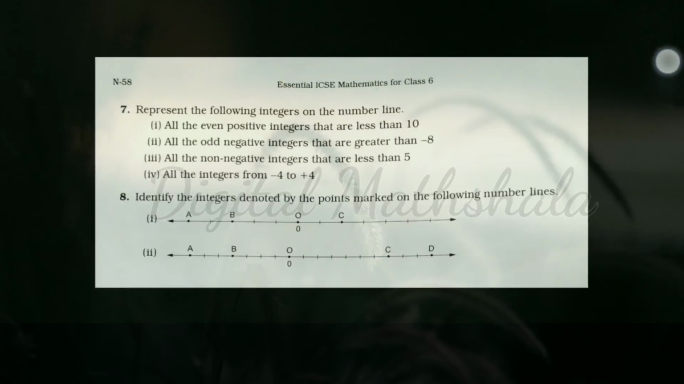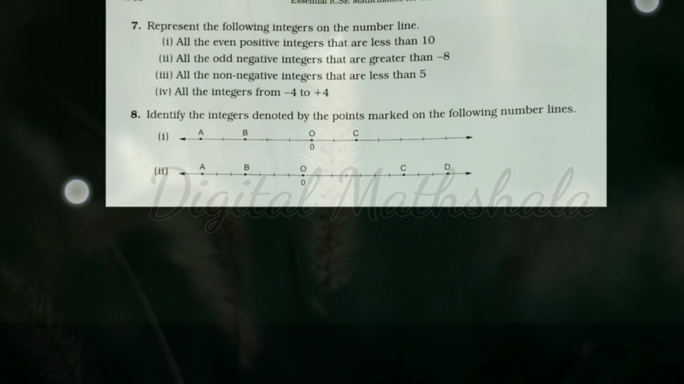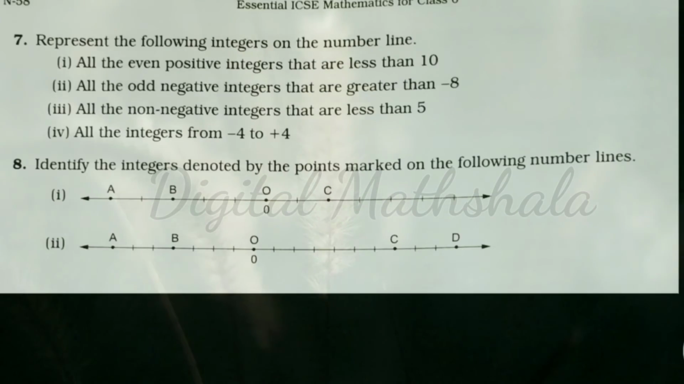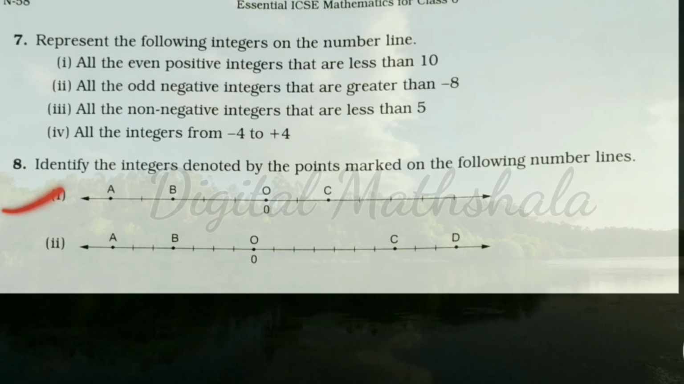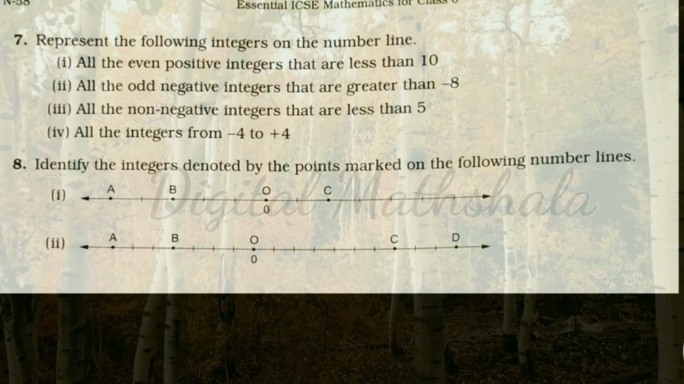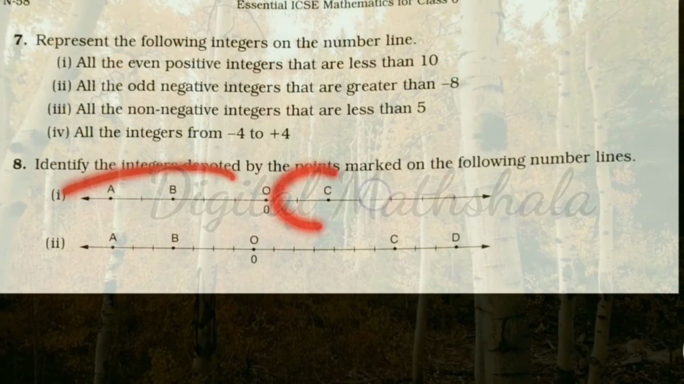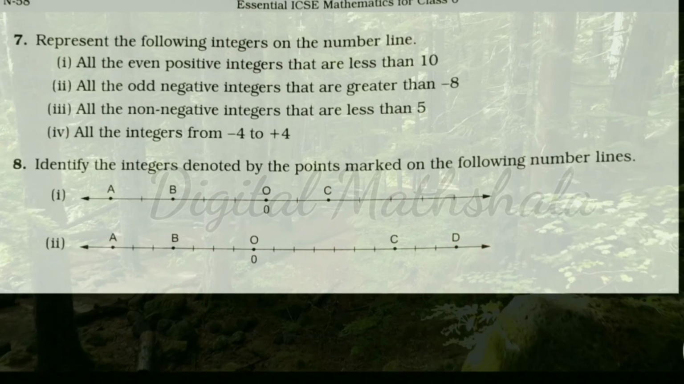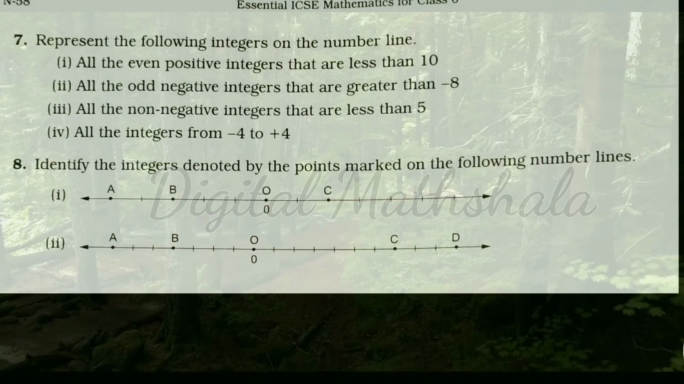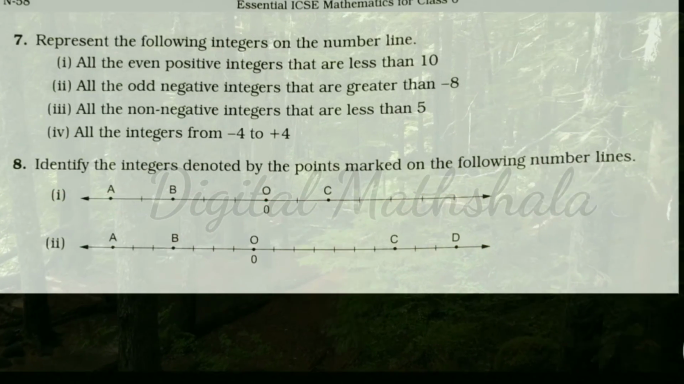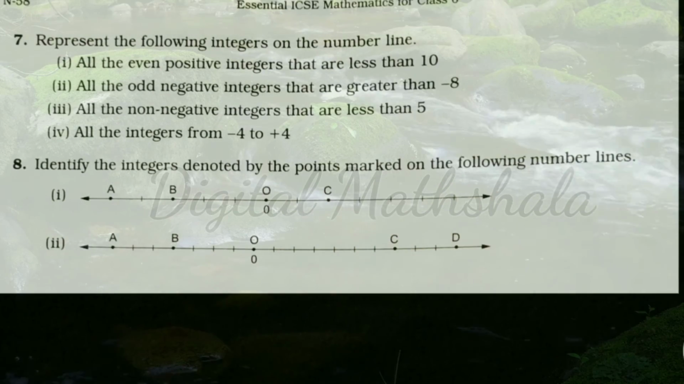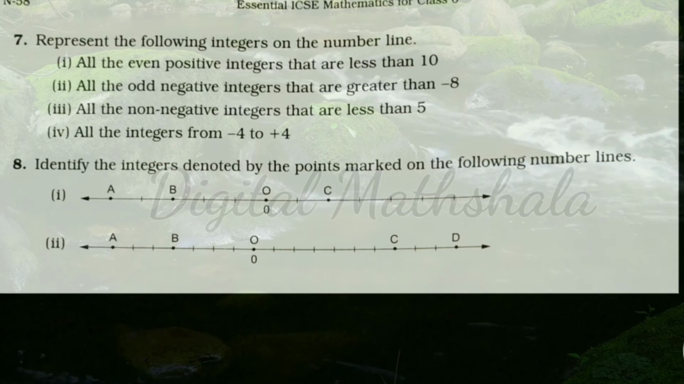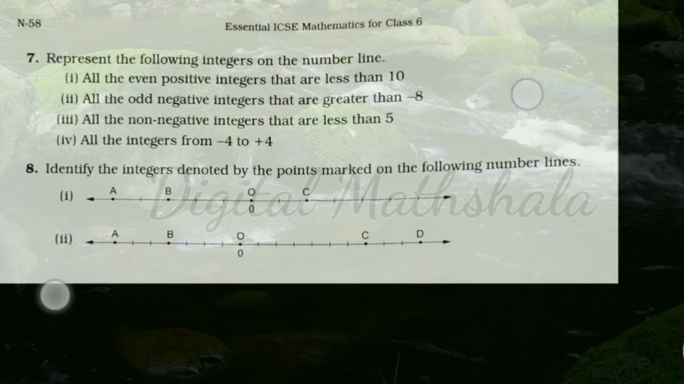Let us move to the next question, question number 8. In question number 8, you can see two diagrams are given. The number line is given, and some letters are given: A, B, C and D. All the numbers are given. He is saying identify the integers denoted by the points marked on the following number lines. So points are marked here, and we have to identify them. So we have to count all the dotted lines which are given.